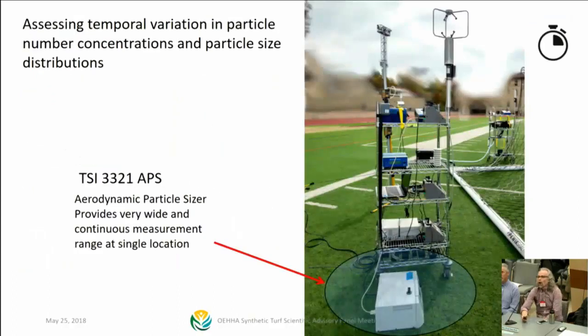This is showing a cart setup that was cart 2 directly behind the net. We can see the APS was sitting on the field, and the sample height on it was roughly 9 inches above the turf.